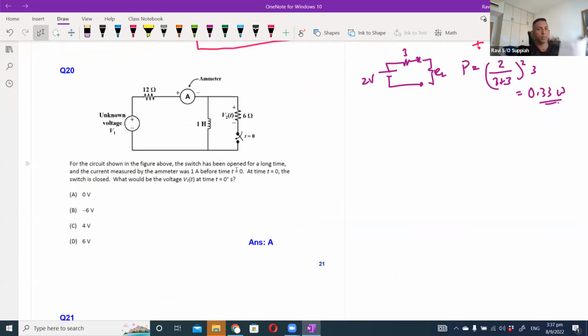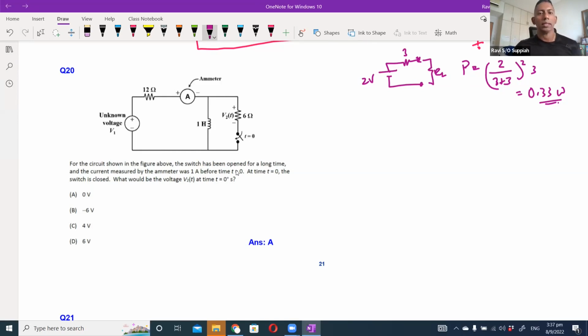Okay, question 20. Basically we are done with all the normal resistive based circuits. Now we're going to the capacitor and inductive circuits. For the circuit shown in the figure above, the switch has been open for a long time and the current measured with an ammeter was 1 ampere before time t equals 0. At time t equals 0, the switch is closed.